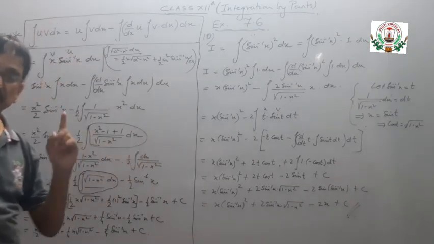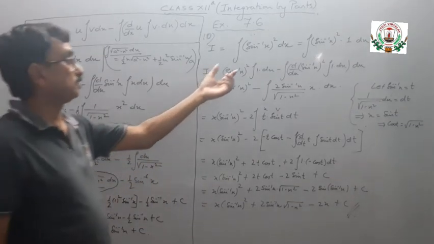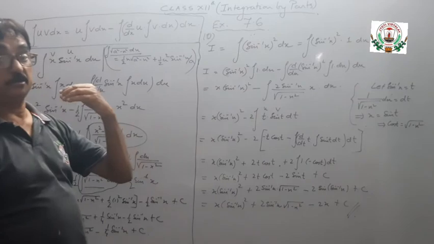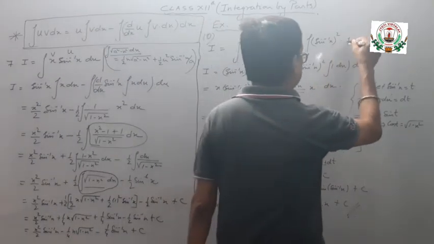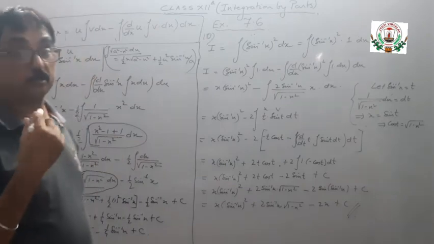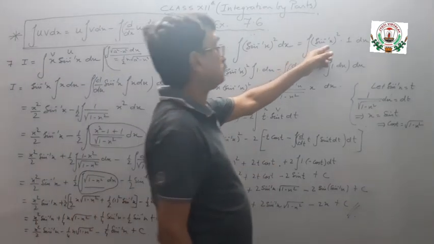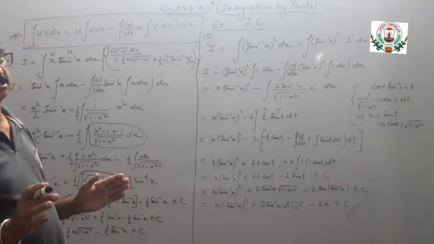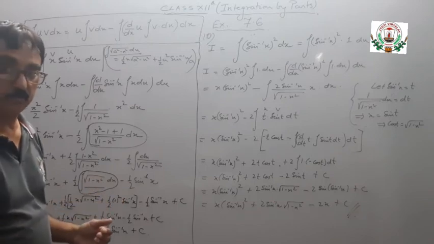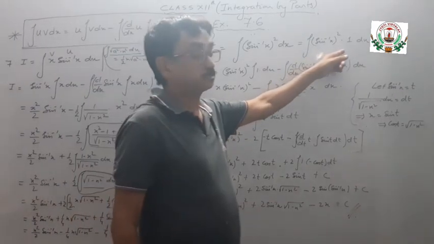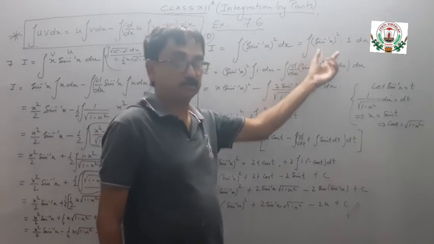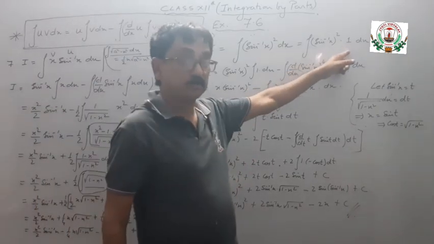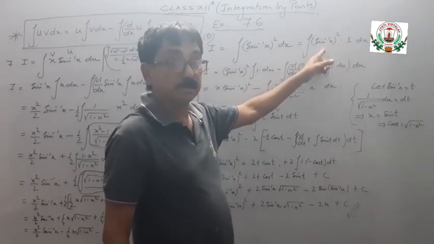When there is a single function and the standard integration is also not known to us, what we will do, we will multiply with unity to make it a product of two functions: sine inverse x whole square into 1. We never take 1 as the first function because d by dx of 1 will become 0. So 1 will always be taken as the second function and this inverse trigonometric function will be taken as the first function. So the second function will be 1 and the first function will be sine inverse x.